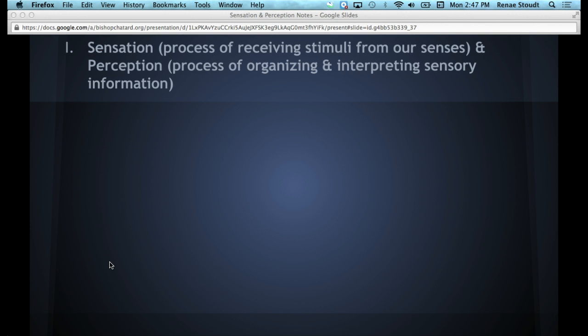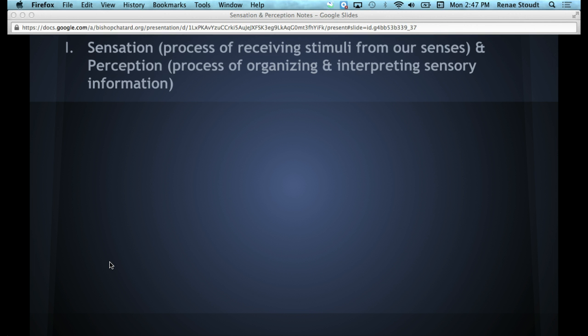And then we have some sort of perception about it. The perception is going to be our process of actually trying to make sense out of the information. So we're trying to make sense out of the information that we're getting from our senses. That's the difference between sensation and perception.